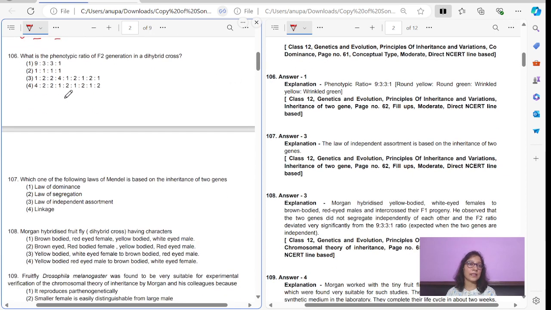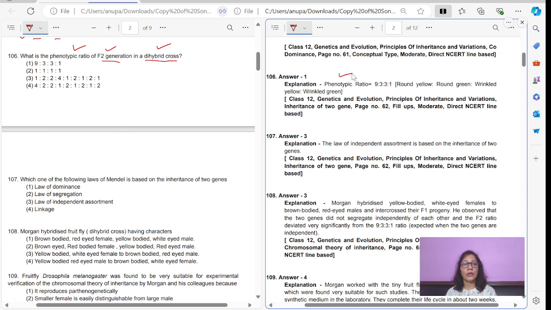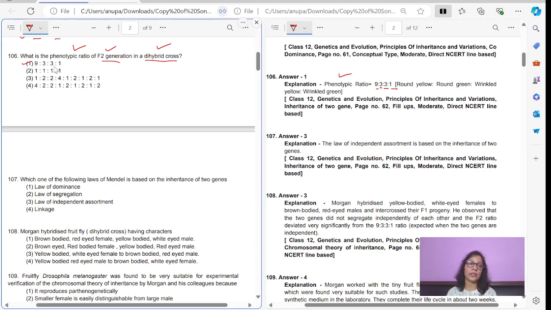Question number 106 states: what is the phenotypic ratio of F2 generation in dihybrid cross? So basically it is a memory-based question. You have to memorize the phenotypic ratio of F2 generation in dihybrid cross. And the phenotypic ratio in dihybrid cross of F2 generation is 9:3:3:1. So here the first option is 9:3:3:1. So option number 1 will be our correct answer.